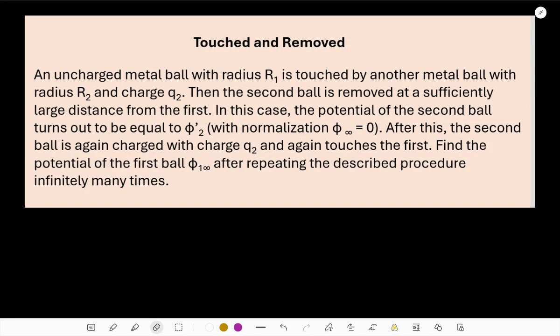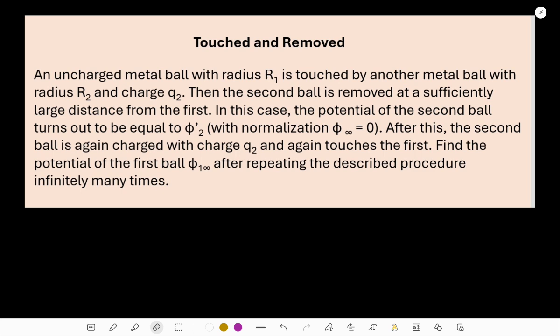And we have yet another problem of the same character, in fact. And the problem is an uncharged metal ball with radius r1. Metal, uncharged, this is important. And with radius r1 is touched with another metal ball with radius r2 and charge q2. So its radius is different and it has been charged.